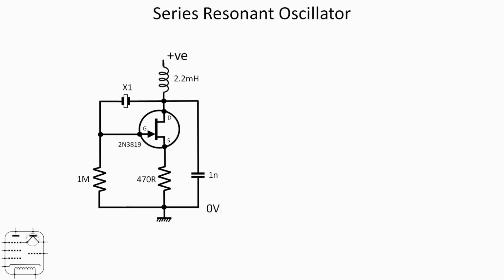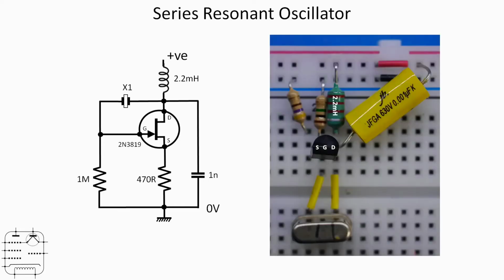Okay, let's now go on to the first circuit. So we've got a JFET, and we've got the crystal X1, and it's essentially the component that's providing the feedback from drain to gate, and that feedback allows the circuit to oscillate. And we'll just look at what's going on there. The important thing to note here is the crystal is in series, so this would be a series resonant oscillator. So nice and simple circuit on the breadboard. Can't go too wrong there.